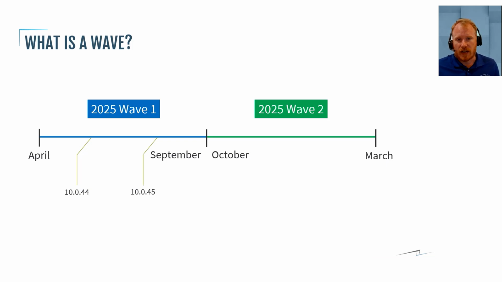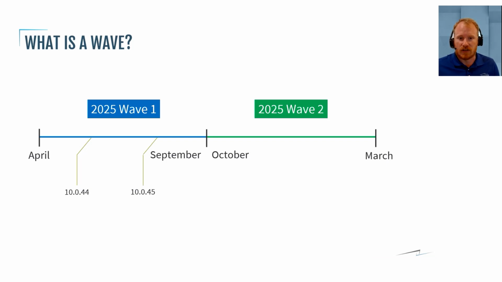There's two general time frames for waves. The first wave is April to September, and the second wave is October to March of the following year. Each wave consists of features that will be introduced within one of two platform releases that come out during that time frame. And if you go into the wave release page of Microsoft Learn, it will give you the date they plan to release the features within the wave.